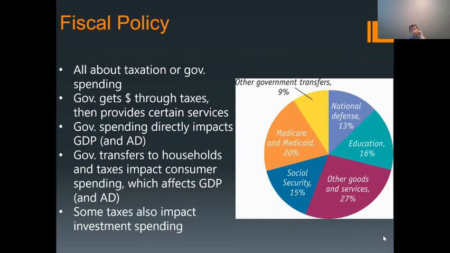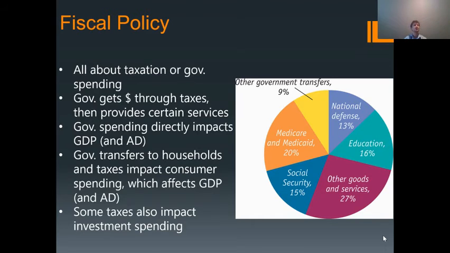So when we talk about fiscal policy, and we'll go over exactly how this interacts with the graph we just saw in the next video, this is all about taxation and government spending. So if you want to increase real GDP, you increase government spending. That's a direct effect on real GDP. Or you can decrease taxes.